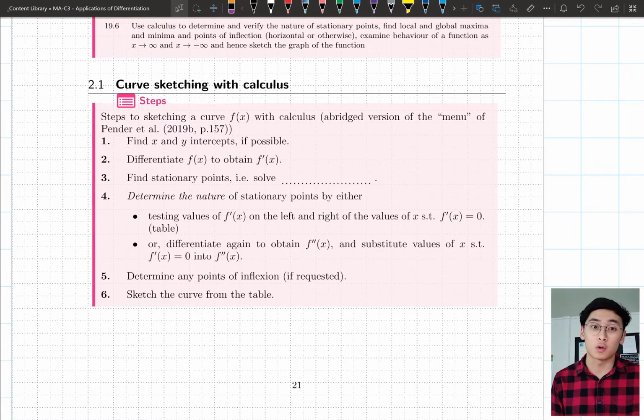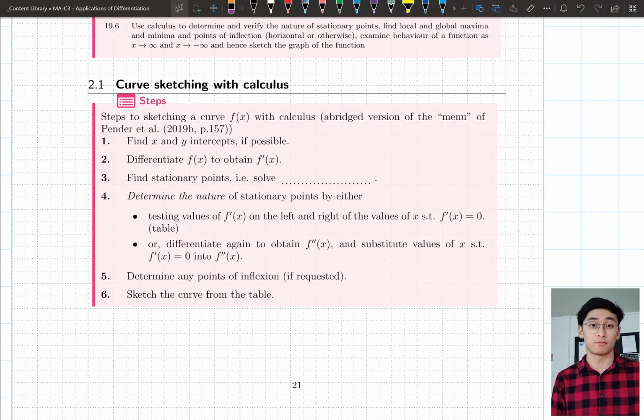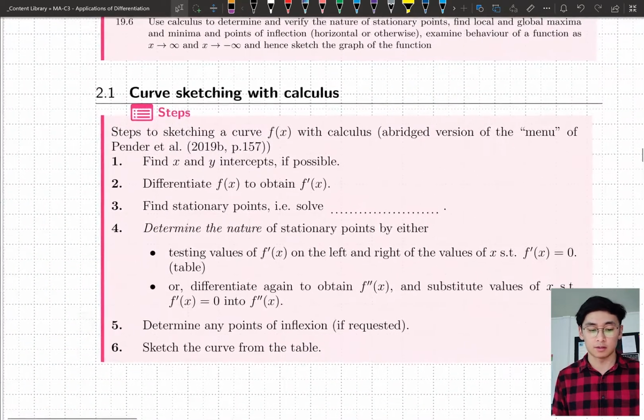Usually in a question, just like the ones we've done before, the question will guide you through these steps in an orderly fashion. They'll usually tell you to do a few steps in the lead up to it. So it's probably good to commit these steps to memory, but often in those questions, they're going to walk you through those steps before they ask you to sketch a curve. So let's just go through these steps.